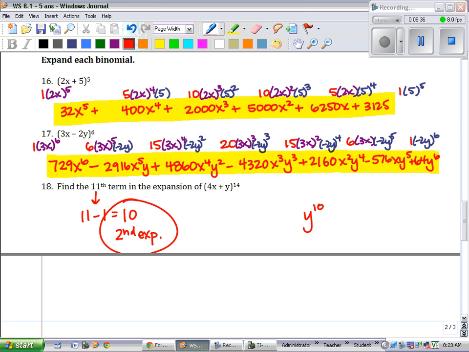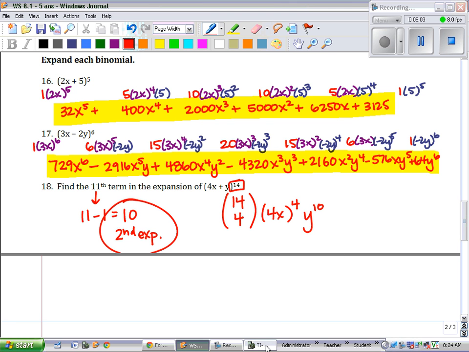Now if y is to the 10th, what's the power on the x going to be? How do we know it's 4? Because we need a total of 14, and 10 plus 4 is 14. That can lead me to my combination, right? What's on top? 14. What's on bottom? Either 10 or 4. Does not matter because of the symmetry in Pascal's triangle. I'm going to use 4 just because it's less keystrokes.